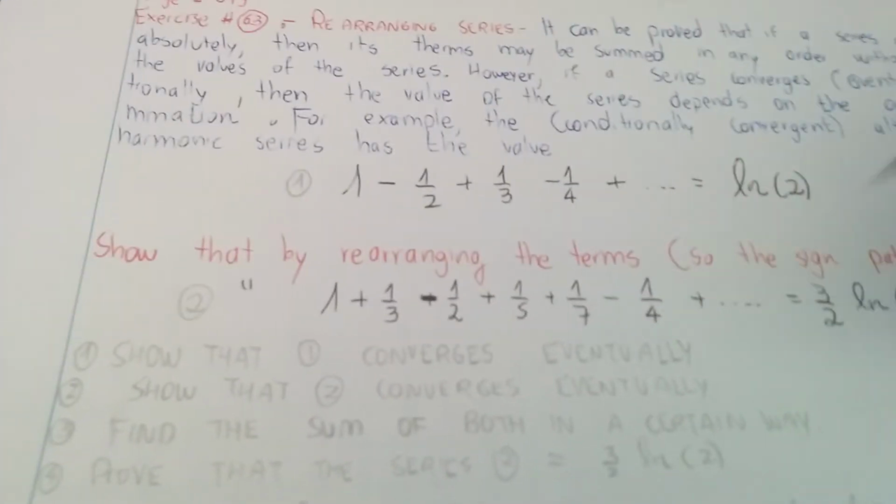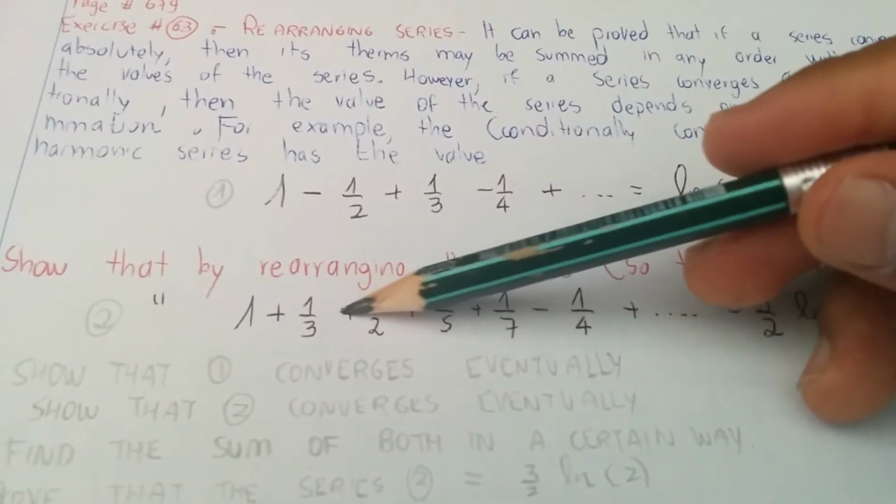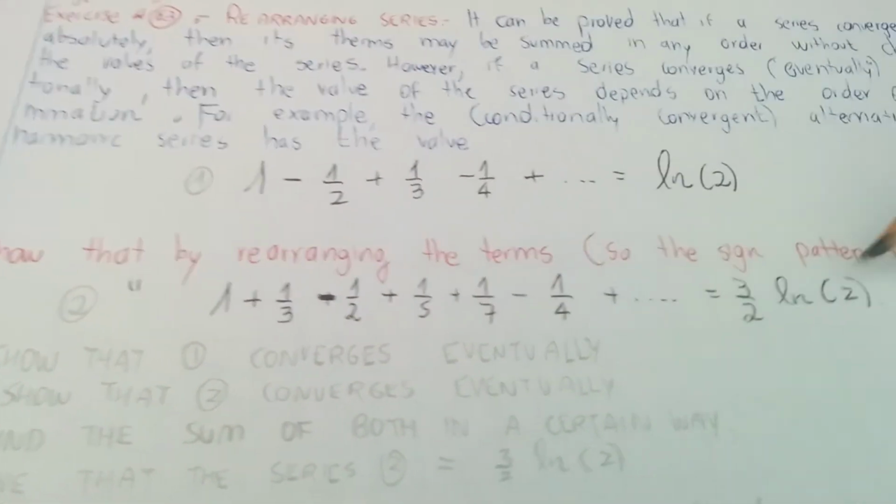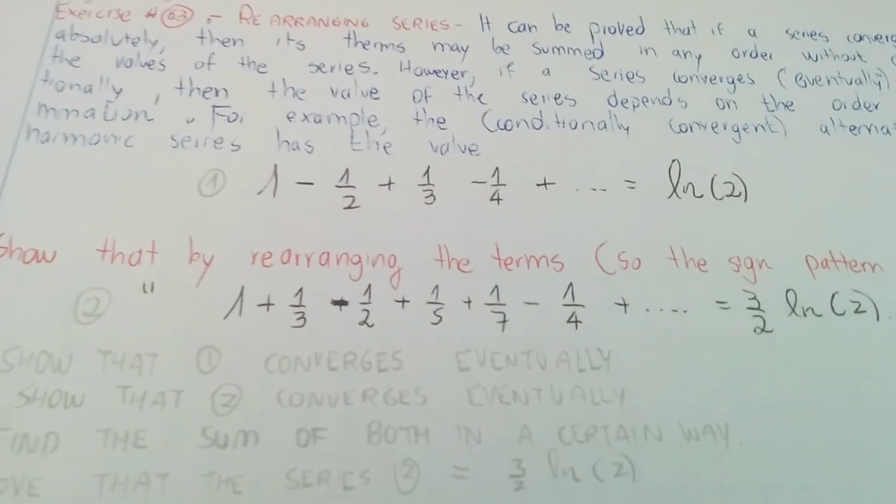The main step is to prove the second series, this one, which has changed the order of some terms, is equal to 3.5 multiplied by natural logarithm of 2. So what we do for this part is pretty easy actually.